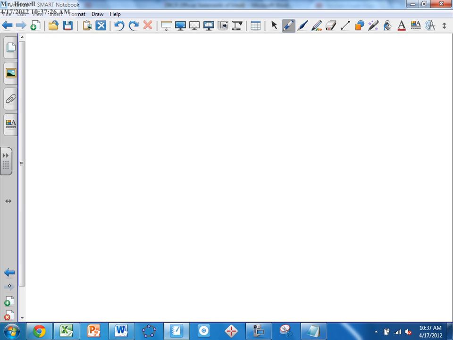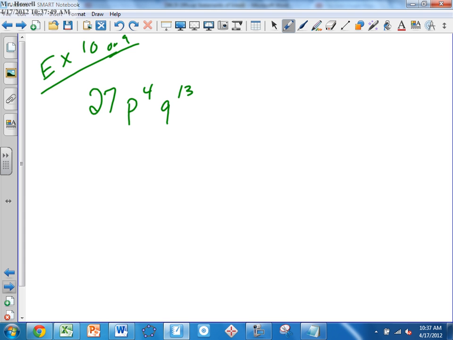So what if we're given an example that looks like 27 p to the 4th. This is example, what are we at, guys? 9? 10? No, this is 9. Okay, one or the other. So what if we're given 27 p to the 4th, q to the 14th, all to the 1/3 power. Okay, all to the 1/3 power.